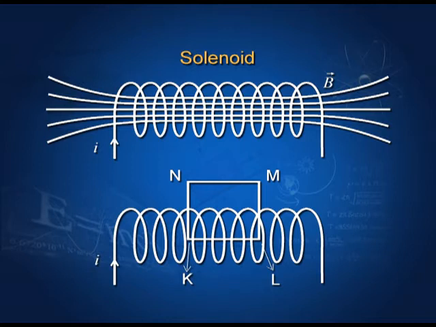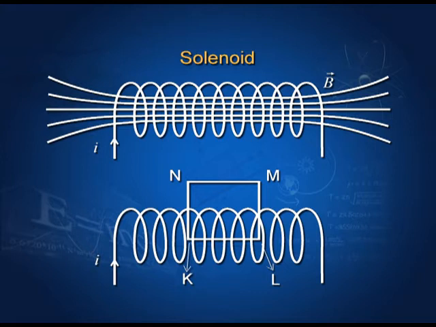Now, we calculate for M to N. Integration from M to N over the length B dot dl equals 0 because the magnetic field outside the solenoid is 0. For the length NK, we calculate B dot dl. It will be equal to 0 because again length N to K is making an angle of 90 degrees with the magnetic field. Combining all these equations, we get integration B dot dl over the loop KLMN equals B into L.